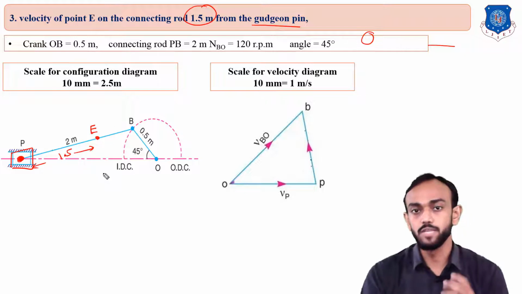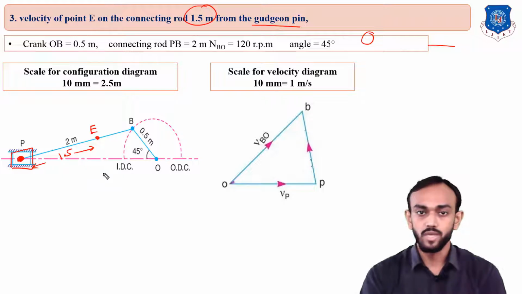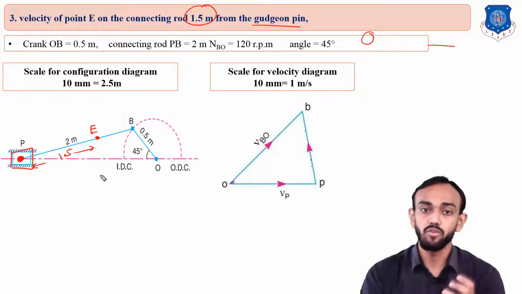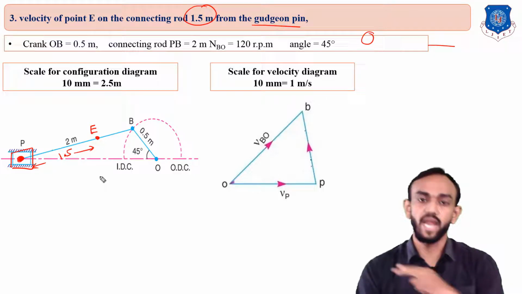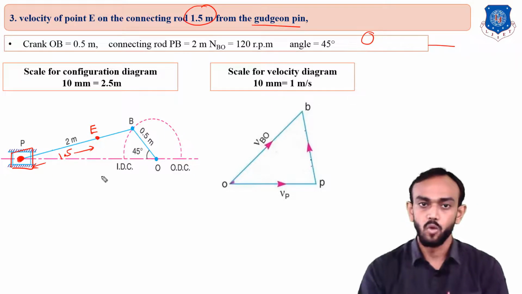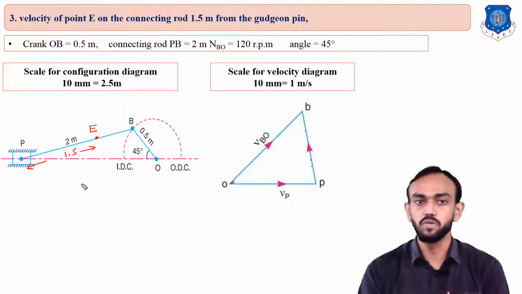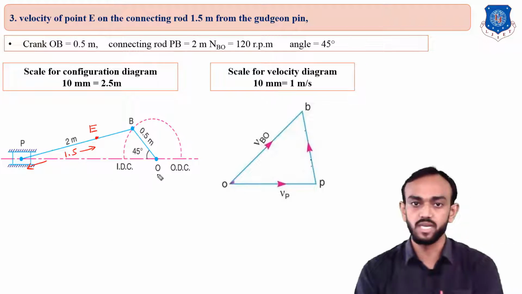So now we will use rule number 4. This is our first time, so I will explain very slowly how you will find the velocity of any point on a link. First of all, remember that we have to locate 1.5 meter here on the space diagram. Now we will take the ratio with respect to the space diagram and velocity diagram.